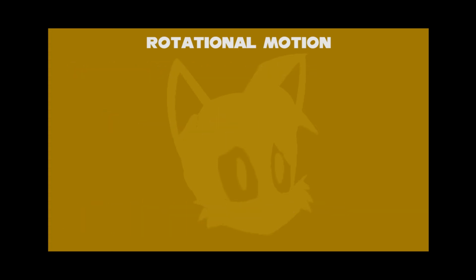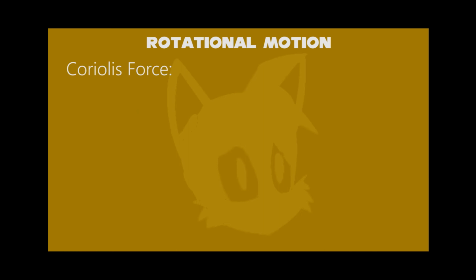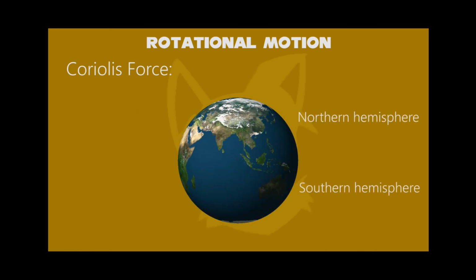And last but not least, the Coriolis force. Coriolis force is an inertial or fictitious force that acts on objects that are in motion within a frame of reference that rotates with respect to an inertial frame. Planet Earth rotates once every 24 hours, which you might need to convert to seconds.